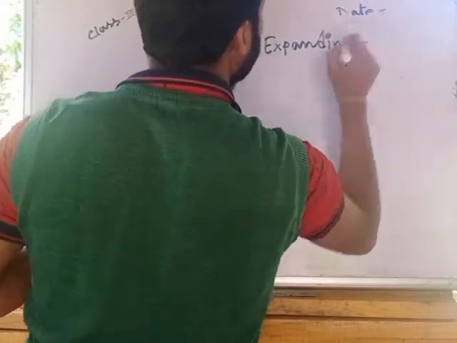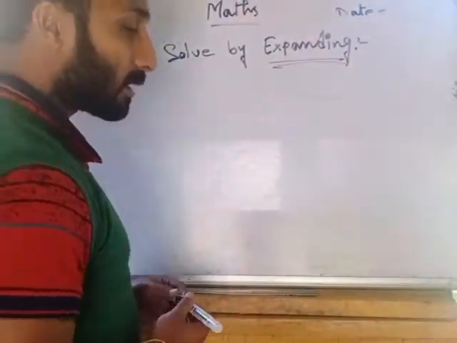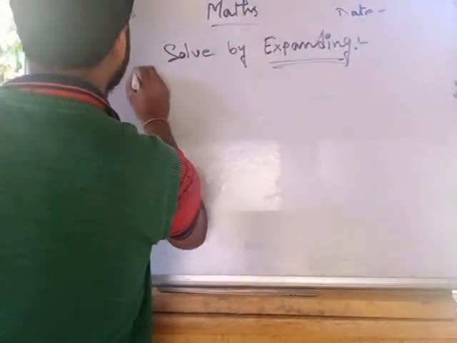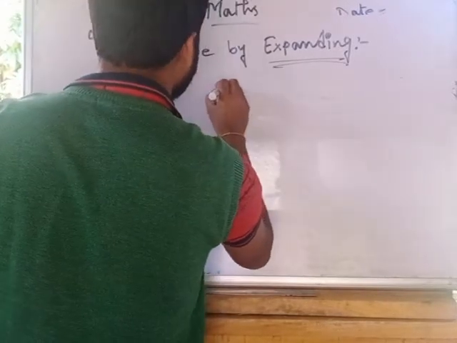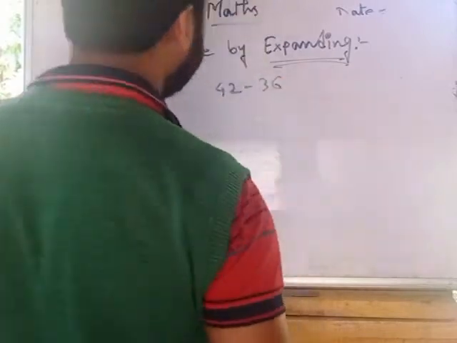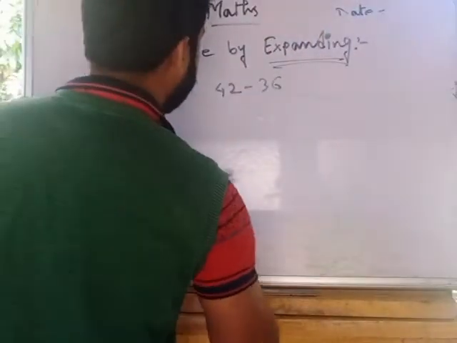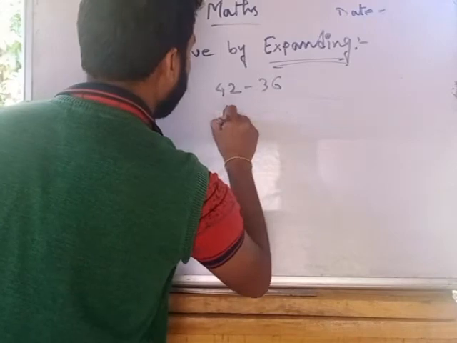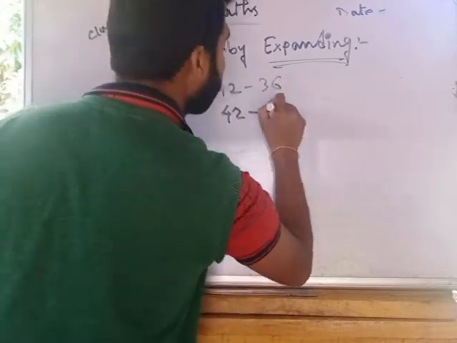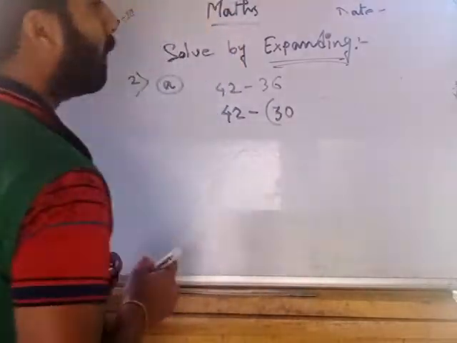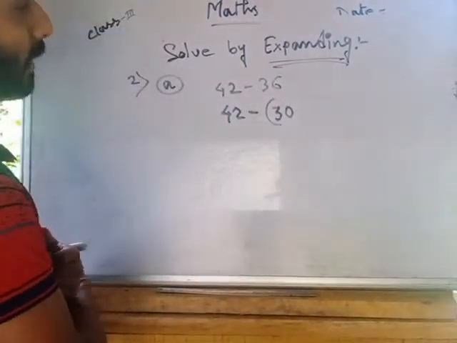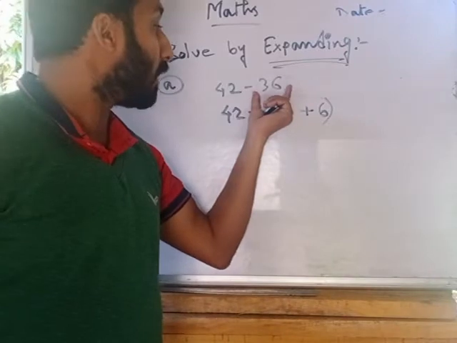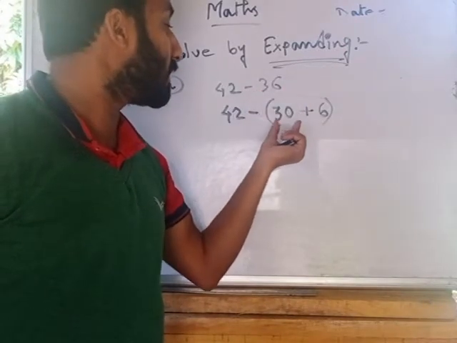Expanding, that means you should expand the number. Which number? Suppose it is number 2a, 42 minus 36. At first you should write here 40 minus 36. That means expand the number. If we expand the number by place value, 36 is 30 plus 6.